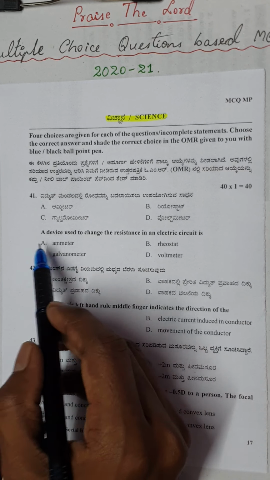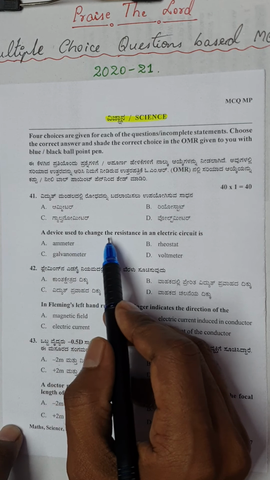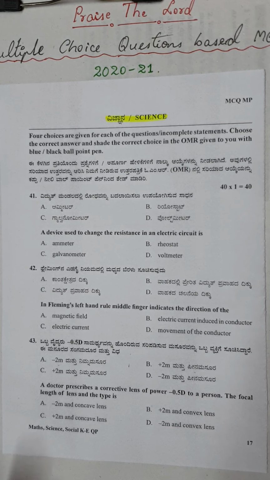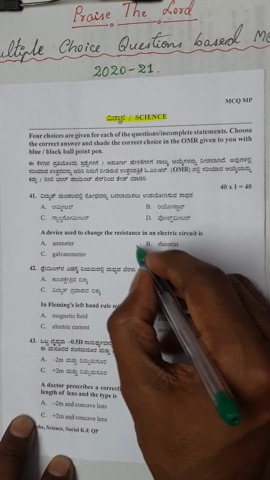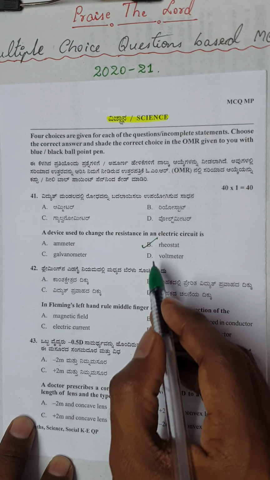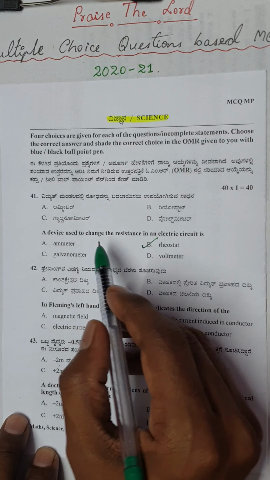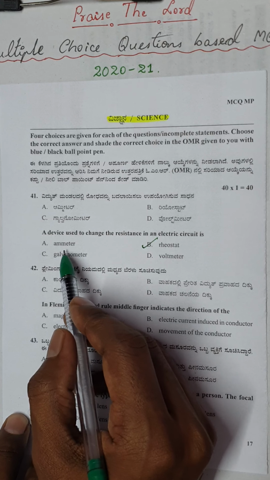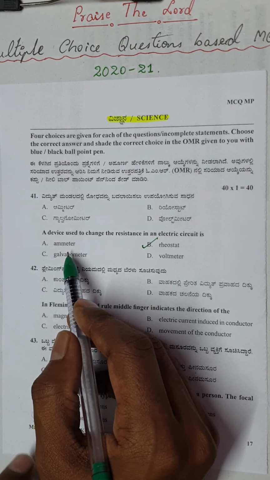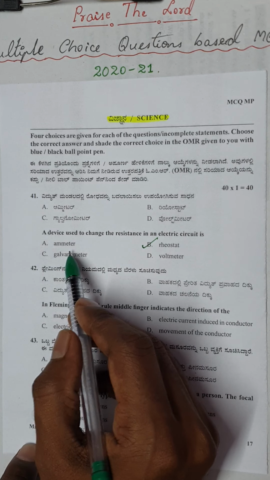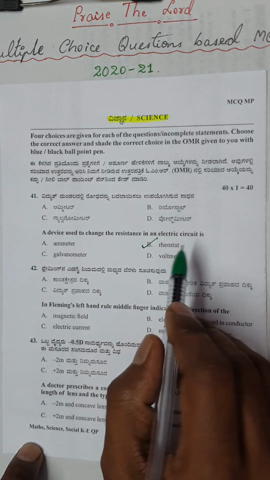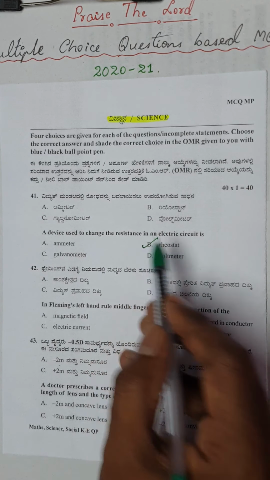Please remember, a device used to change the resistance in an electric circuit is nothing but the rheostat. So option B is the correct answer. Rheostat will change the resistance in an electric circuit. Now, what is the duty of ammeter? We all know ammeter measures the electric current. I repeat, ammeter measures the electric current. Rheostat, I told you, changes the resistance of the electric current.